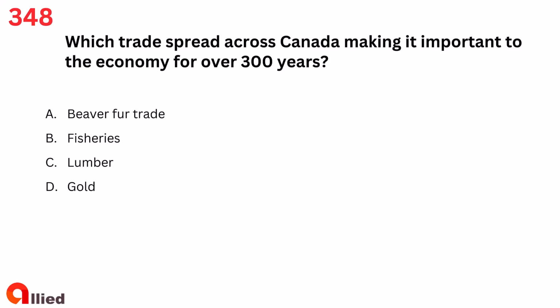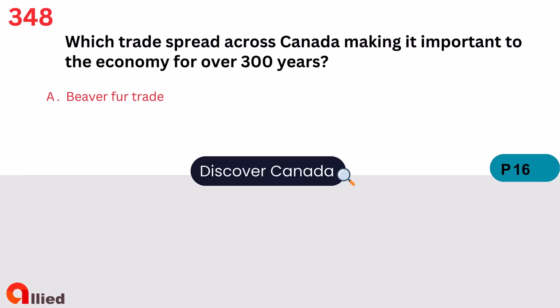Question 348. Which trade spread across Canada, making it important to the economy for over 300 years? A. Beaver fur trade. B. Fisheries. C. Lumber. D. Gold. The answer is A. Beaver fur trade.